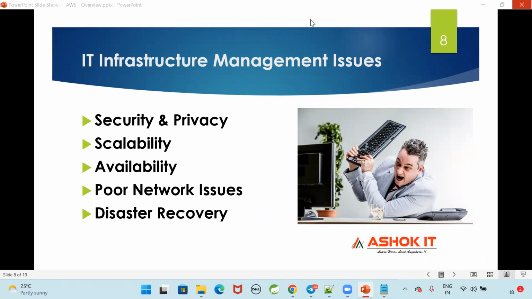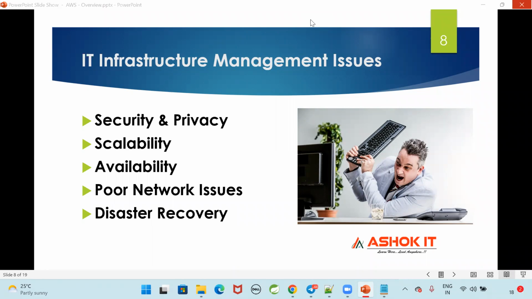Your servers crashed or your building got crashed. A fire accident happened in your building, your systems got burnt, you lost all your systems. How can you get the data back?